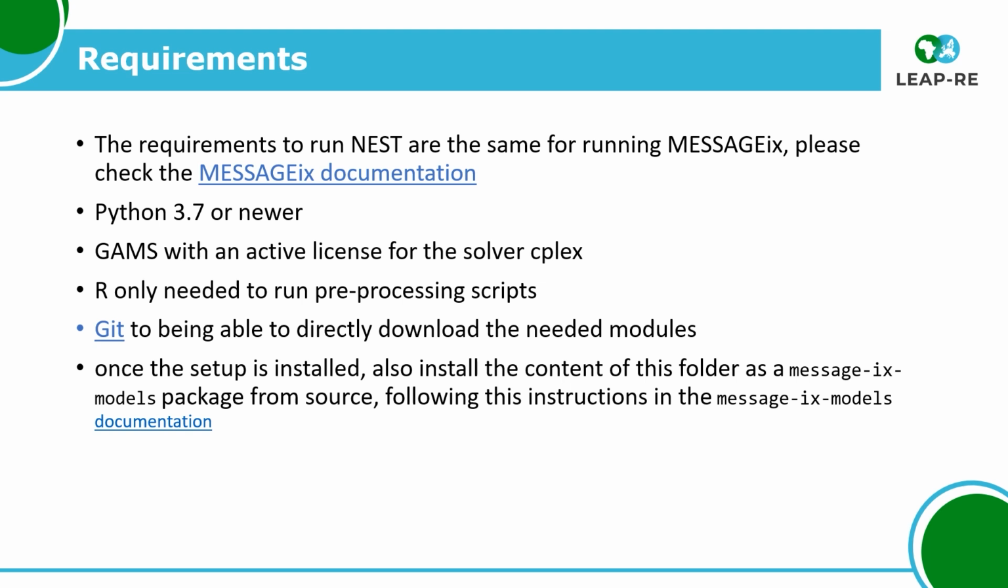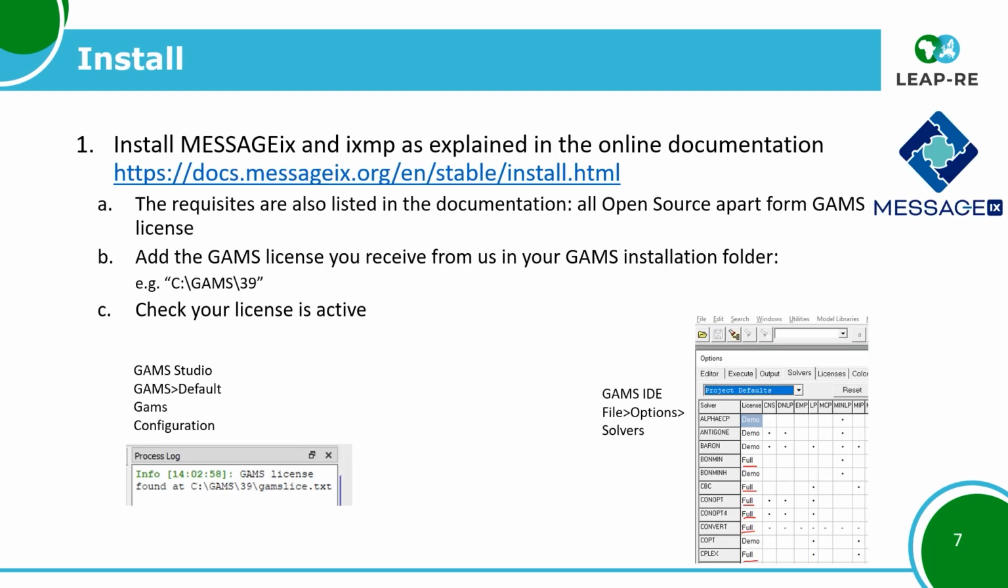It's important to check that Git is installed on your machine, and then we're going to go through the installation of this particular repository with the data needed for the libRe project. Here we are linking to install GAMS and MESSAGEix, and also how to check that the installation is correct. But if you continue on the video, there is going to be a hands-on session for that as well.